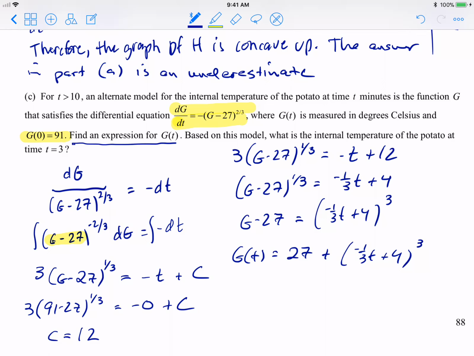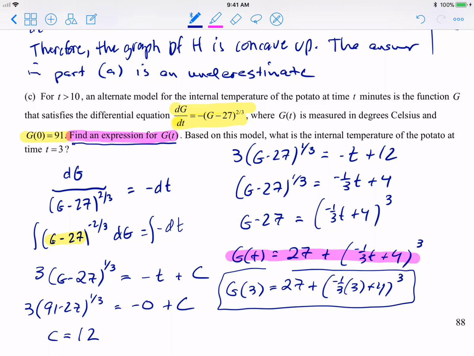Okay, so that satisfies the first part of the question. Let me just be clear here: find an expression for g of t, that's what we did right here. The second part of this question says, based on the model, what is the internal temperature of the potato at time 3? So what we want to do is just substitute a 3 into our function for g. I'm not going to do any arithmetic here, I'm just going to leave it as this final answer right here.